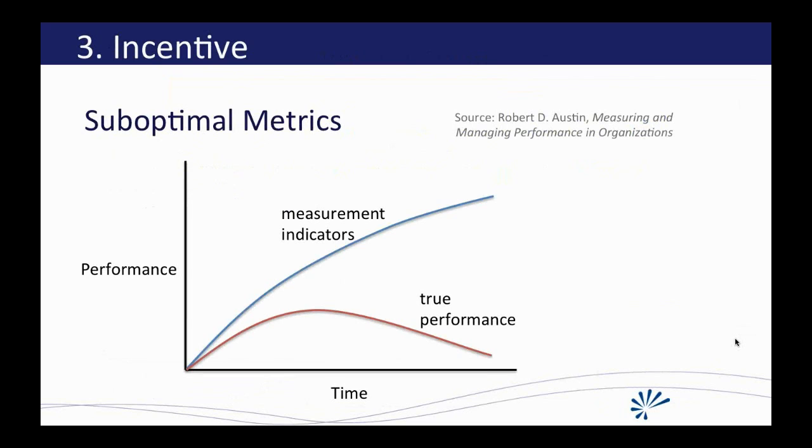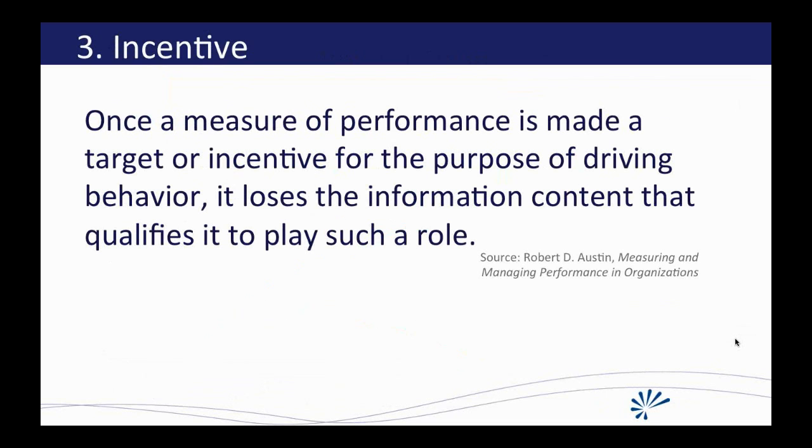And then finally, incentive. This is an example I think we show in our Professional Scrum Product Owner course. It's a link from Robert Austin's book, Measuring and Managing Performance in Organizations, where when you use metrics for incentives, what you think might be going on isn't really what's going on behind the scenes. This is a direct quote from it: once a measure of performance is made a target or incentive for the purpose of driving behavior, it loses the information content that qualifies it to play such a role.